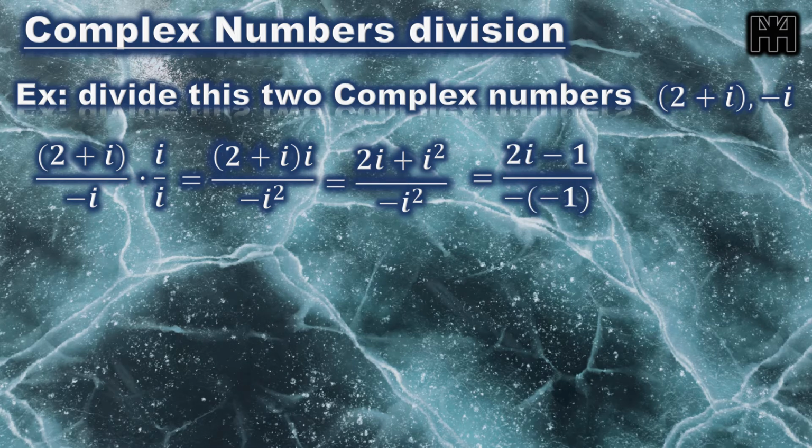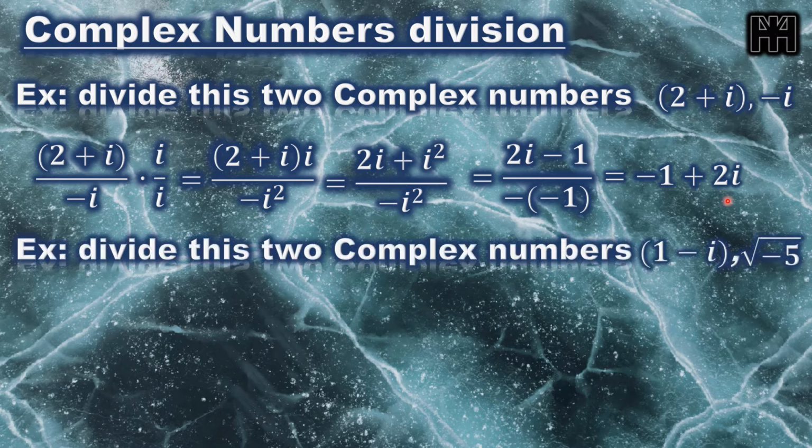Okay, let's break this i squared down there. It will be negative 1, because i squared is negative 1. Okay, so the denominator will be 1. So we have 2i minus 1 over 1. But I put negative 1 plus 2i, not 2i minus 1. Put it in the standard form, because you put the real part first, then the imaginary. Okay, this is the standard form.